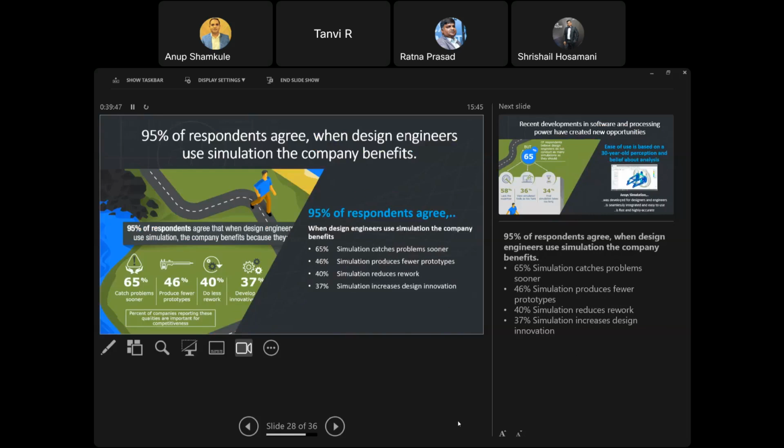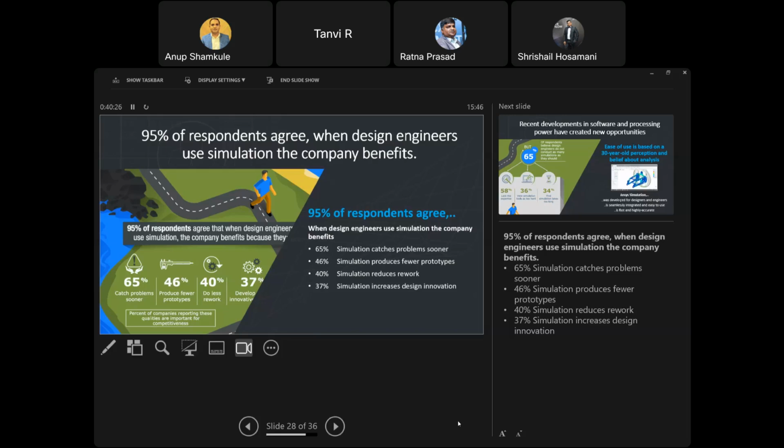So here, 95% responded agree when design is used. And there is also a wrong notion that analysis is something which should be done by the analysts only. Sometimes I keep hearing, whenever we give a demonstration of our simulation products to design engineers, that this is finite element analysis, FEA concepts, which is something for people like MTech degree holders, or people who are well versed with the analysis process. So it's not like that.